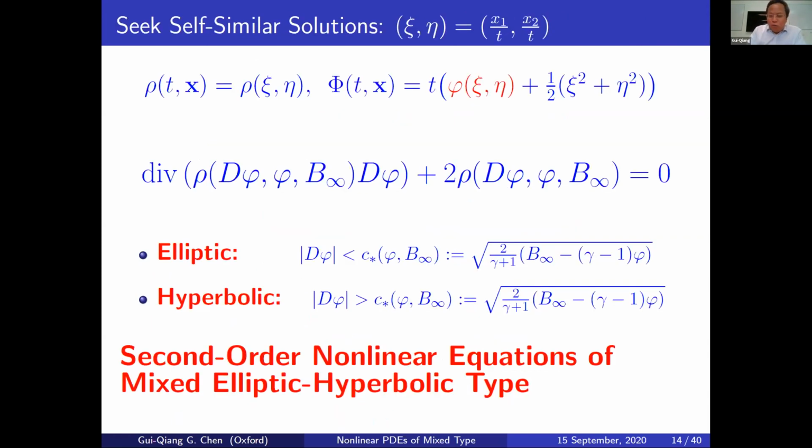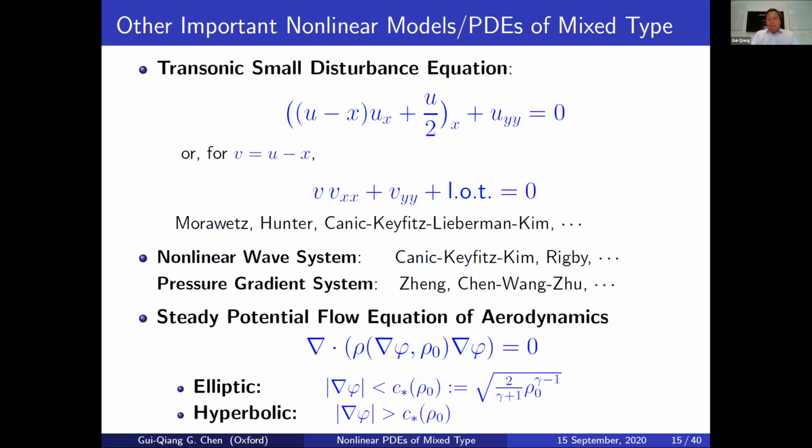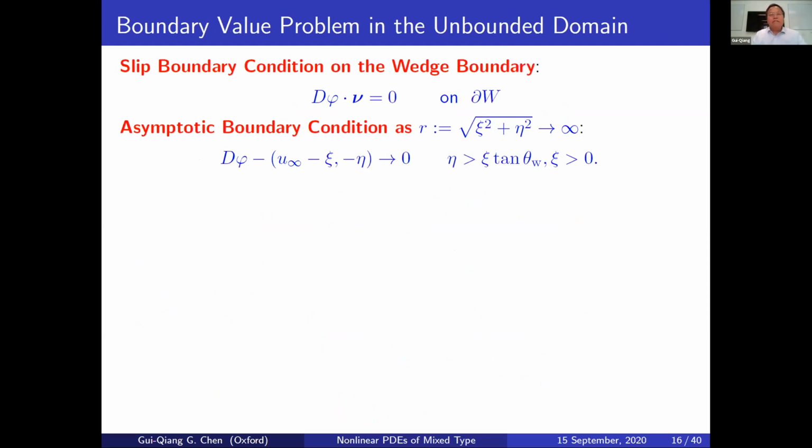For a PDE like this one, what happens to the initial boundary value problem? It becomes a boundary value problem in an unbounded domain. The slip boundary condition can still stay the same, but the initial condition becomes an asymptotic boundary condition, as t goes to 0, that is, as the self-similar variable eta goes to infinity. So the solution configuration is supposed to be a solution of this boundary value problem in an unbounded domain for a nonlinear second order PDE of mixed elliptic-hyperbolic type.